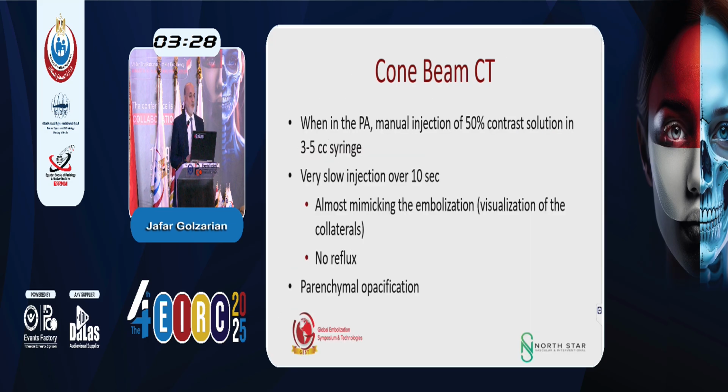So the way we do the cone beam CT for vessel mapping: we use an injector, but when you are in the vessel that you want to embolize, I just do a hand injection, 3 cc of diluted contrast, and during the rotation of the CT, you make sure that you cover all of the parenchyma, all of the rotation.